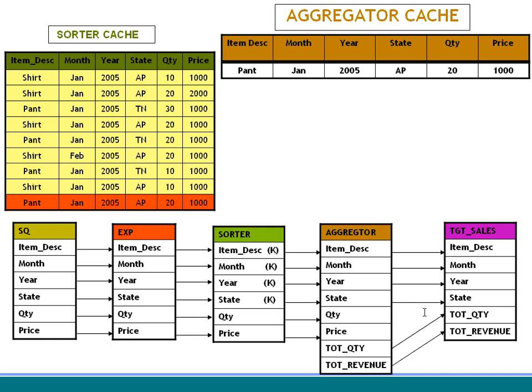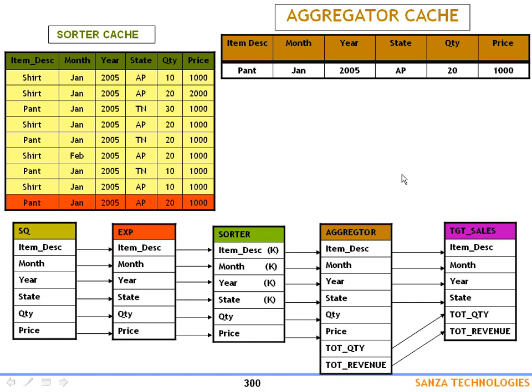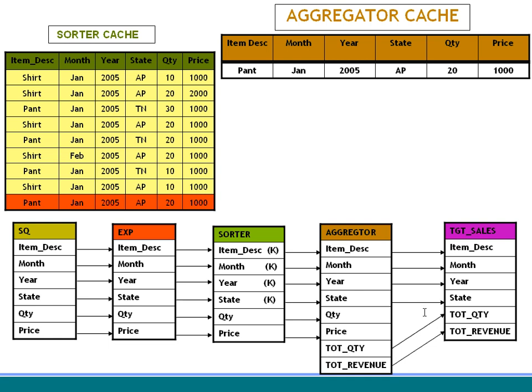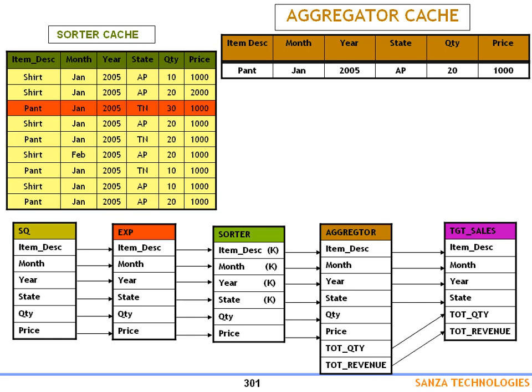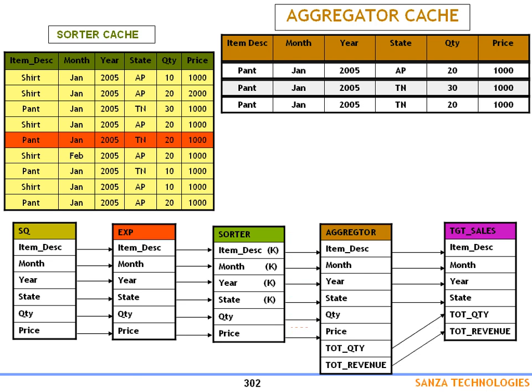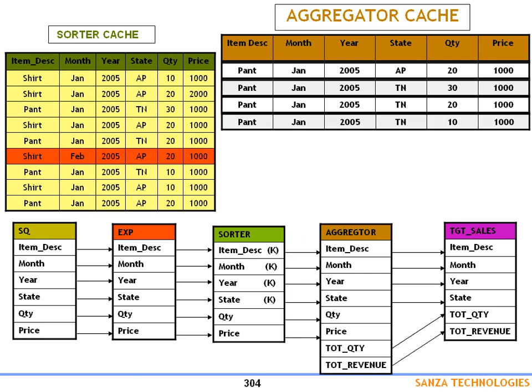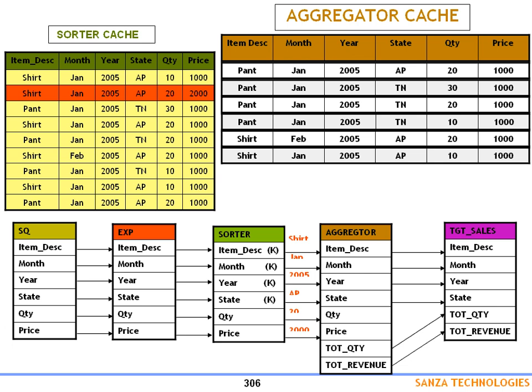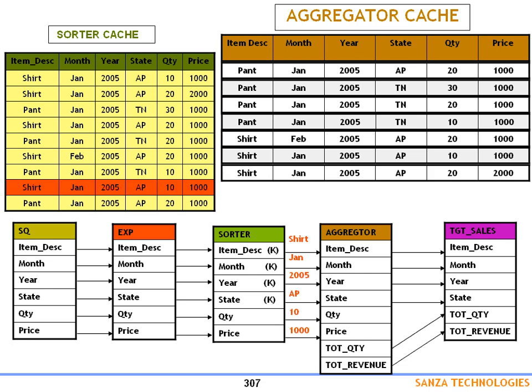Just imagine. Like that you sort this before. Now from sorter, based on the order by clause of item description, month, year and state, the data will go from the sorter into the aggregator transformation in an order by fashion. It will be faster.